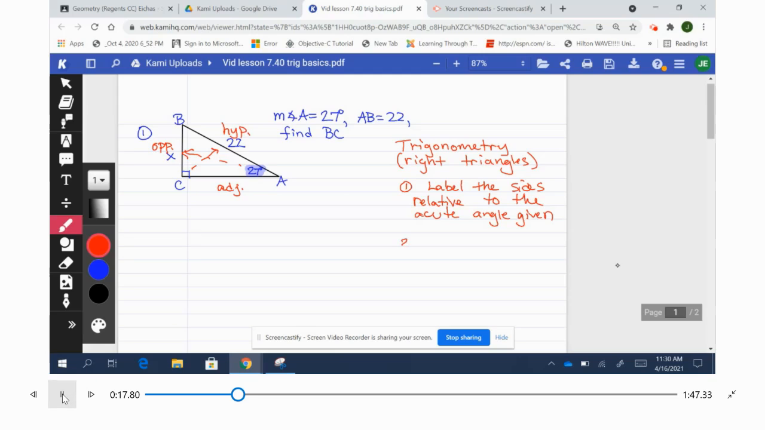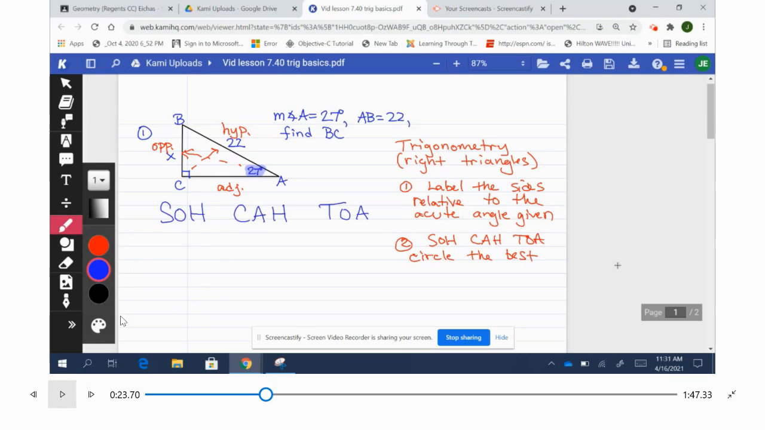Okay, after we label, we should choose the best trig ratio to use, the best trig function to use to solve the problem the most efficiently. Now you could use other ones, but the best one will solve it in one step. Okay.